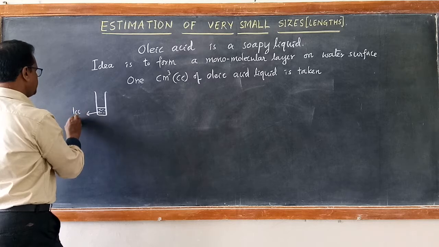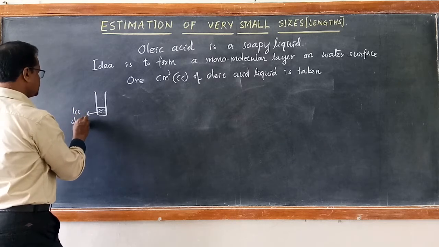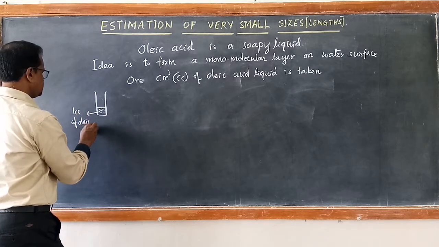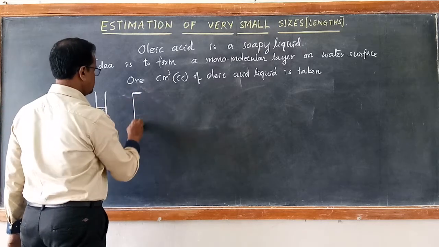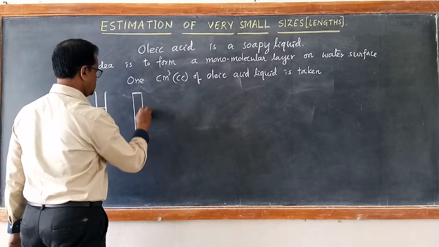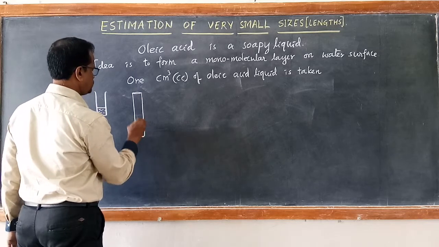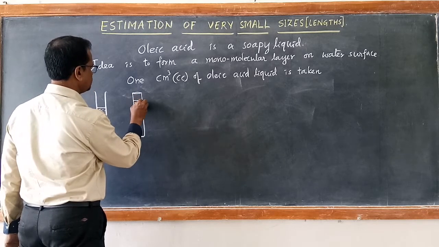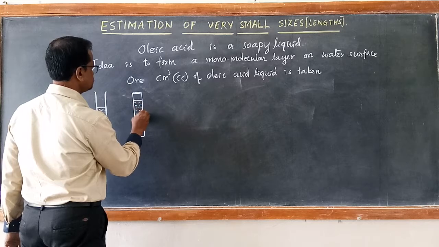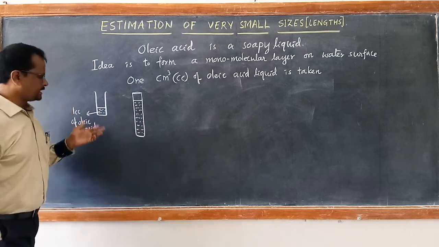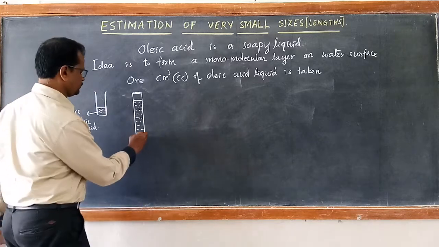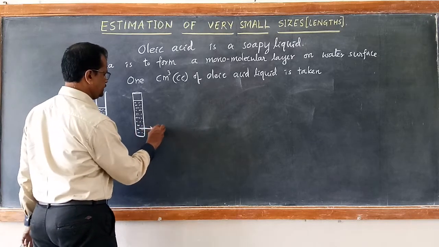One cc of oleic acid is going to be dropped in 20 cc of alcohol. This oleic acid readily mixes with alcohol. How much is the quantity?